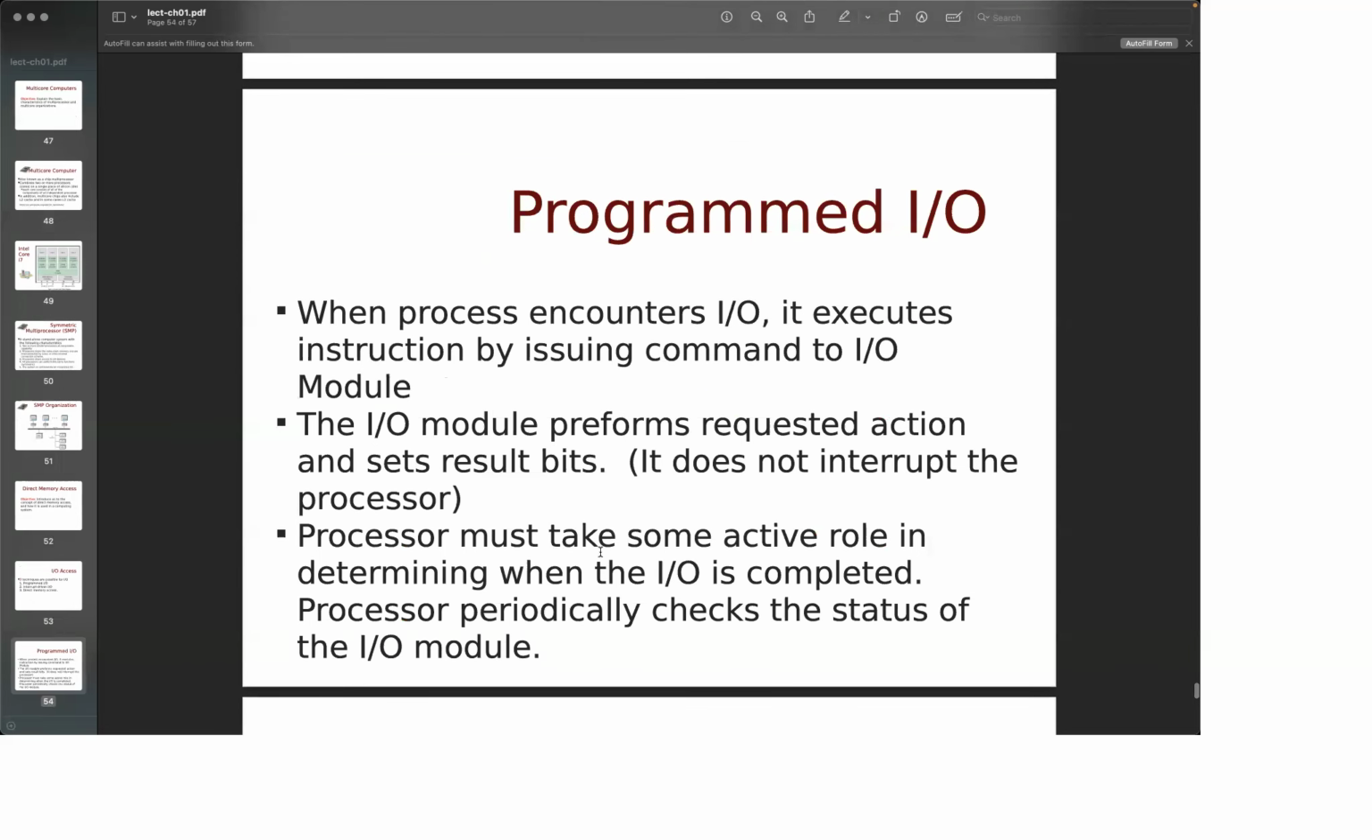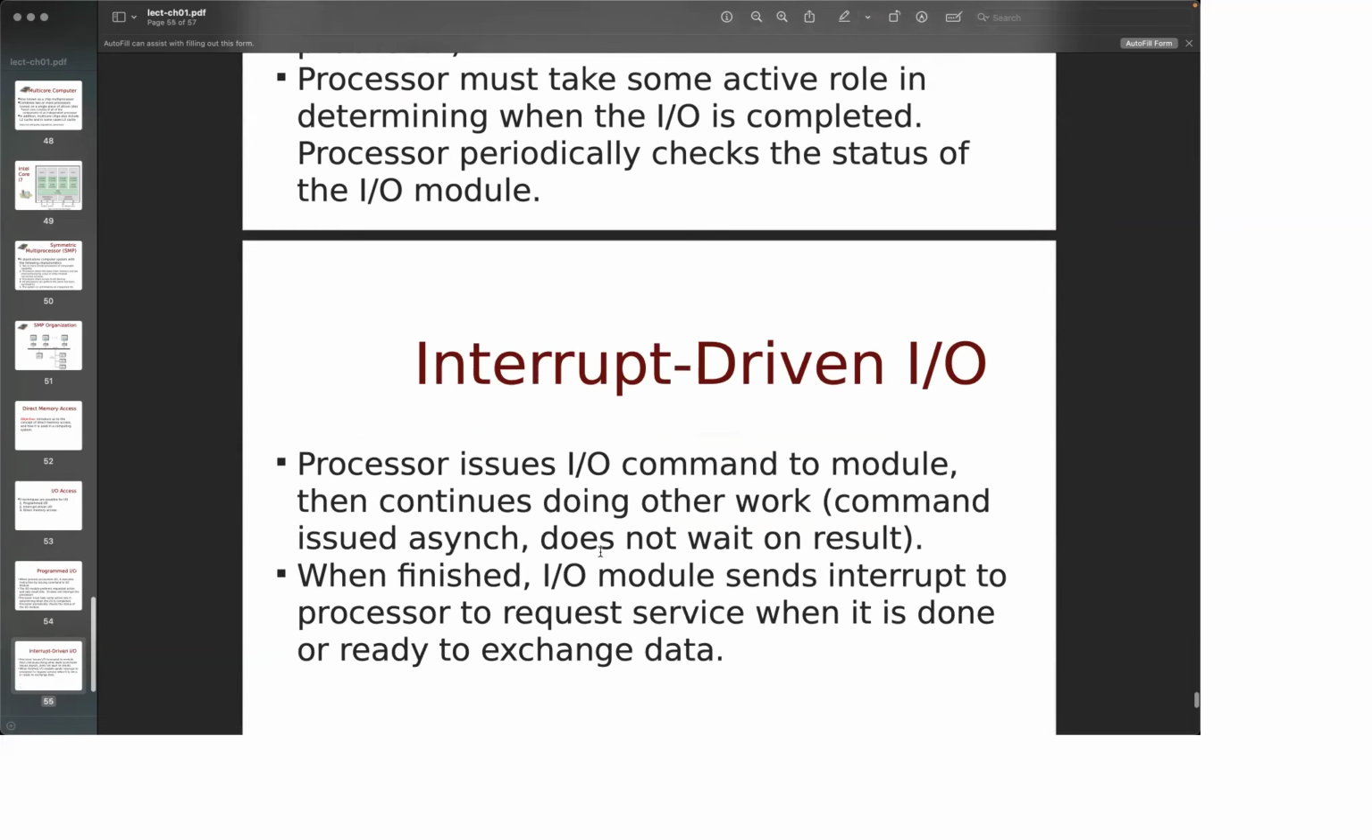For programmed IO, when the processor encounters an IO instruction, it executes it by issuing a command to the IO module. The IO module performs the requested action and sets the result bits. It does not interrupt the processor. The processor must take an active role in determining when the IO is complete, and the processor periodically checks the status of the IO module. So it's called programmed IO.